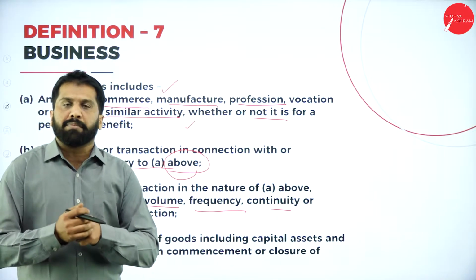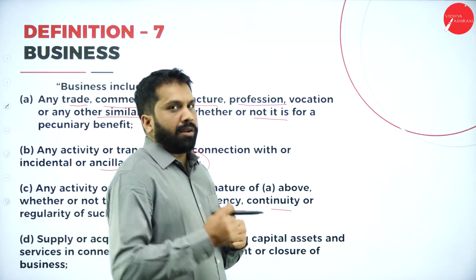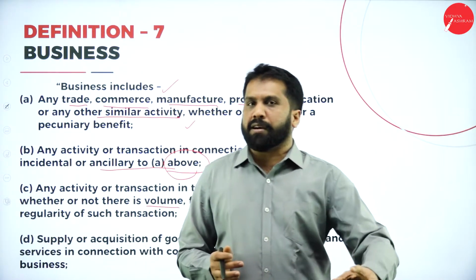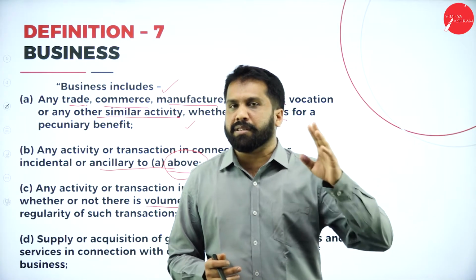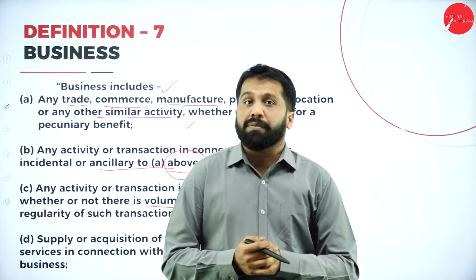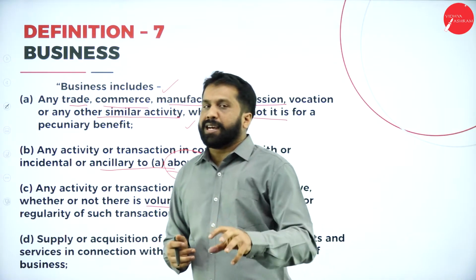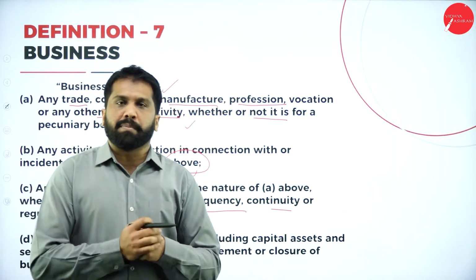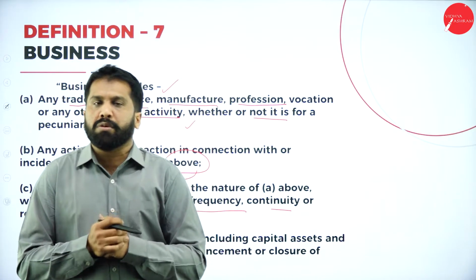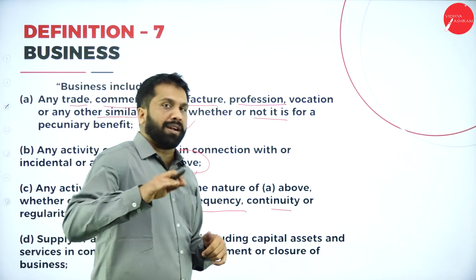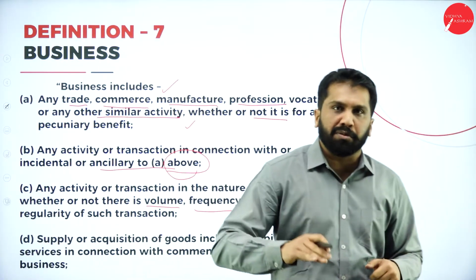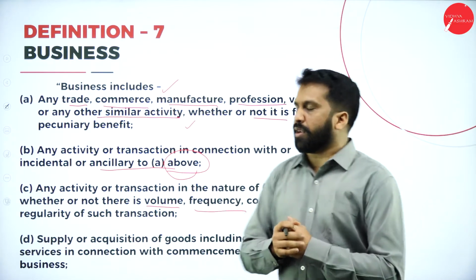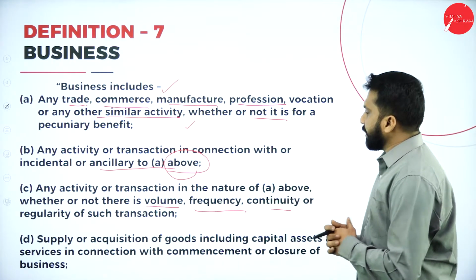Umbrellas, raincoats. Normally, I can manufacture in the month of October, December, March, like whenever we have the rainy season, that time I'll manufacture more and sell more. In other months, if there is no rain, who will wear a raincoat? My production will be less, my sales will be less. So these are called frequency and continuity.